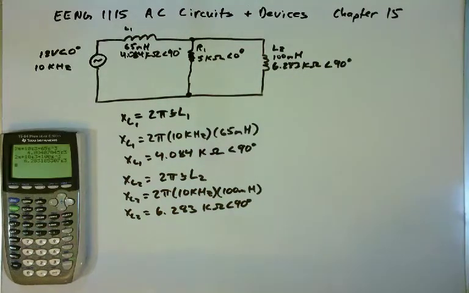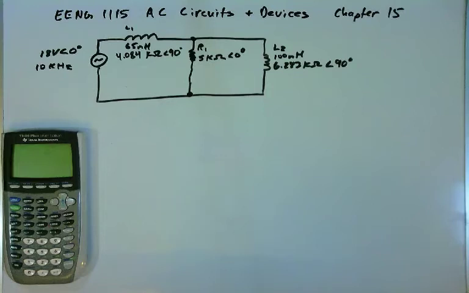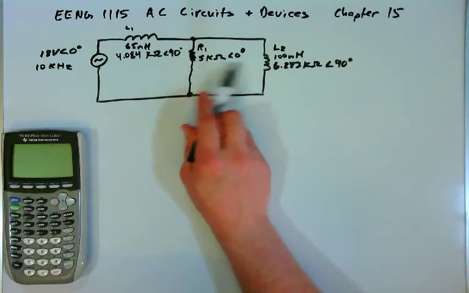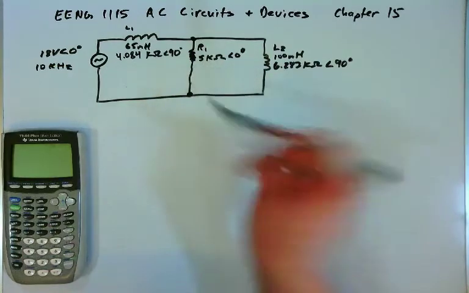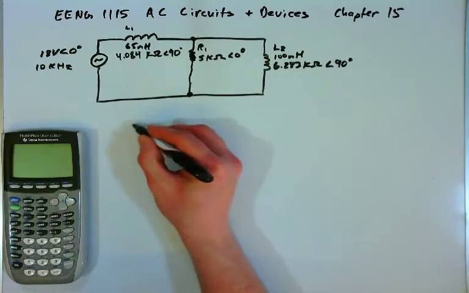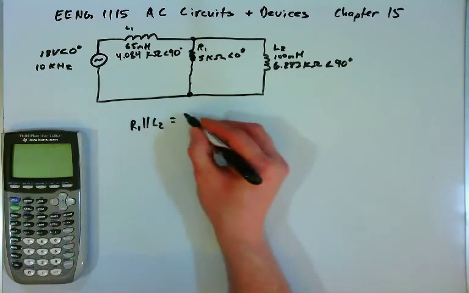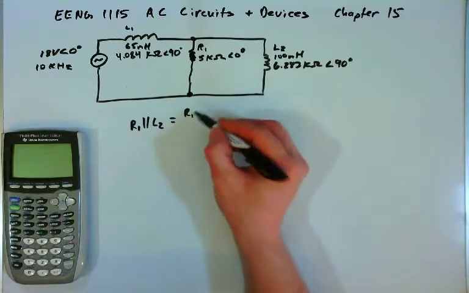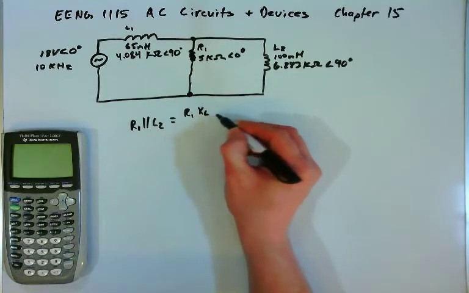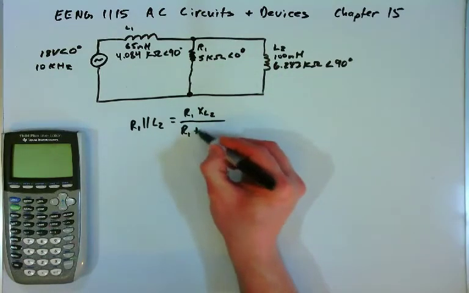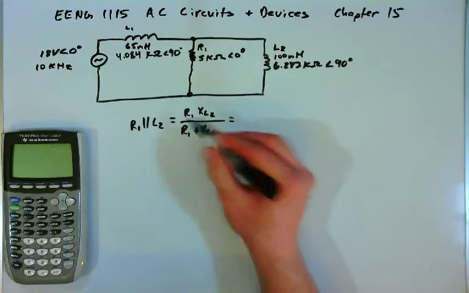Now that we know the inductive reactances, we can start working on finding the total impedance of the circuit. And just like a DC circuit, we're going to want to start as far from the source as we can. And so we're going to start by combining R1 and L2. They're in parallel. And so R1 is in parallel with L2. And I will use the product over sum. So R1 times X sub L2, right, this is L2, divided by the sum of R1 plus X sub L2.